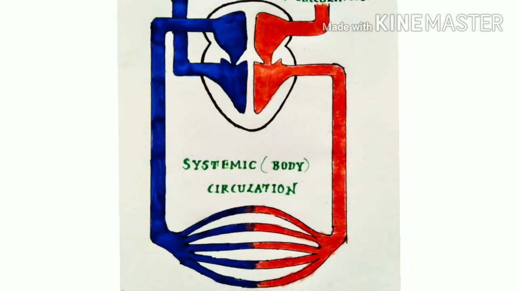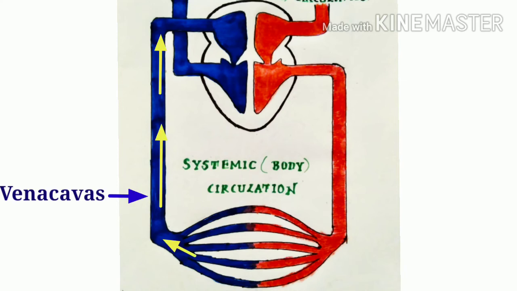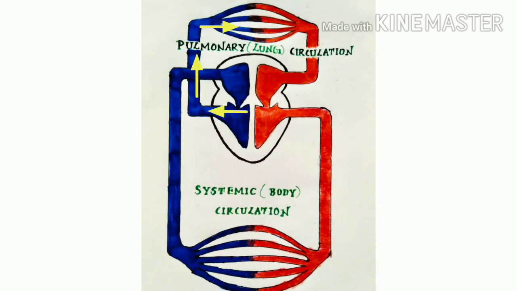From the body parts, the deoxygenated blood is carried by the vena cavas back to the right auricle of the heart. Thus, blood flows twice through the heart to complete one circulation, and this is called double circulation.